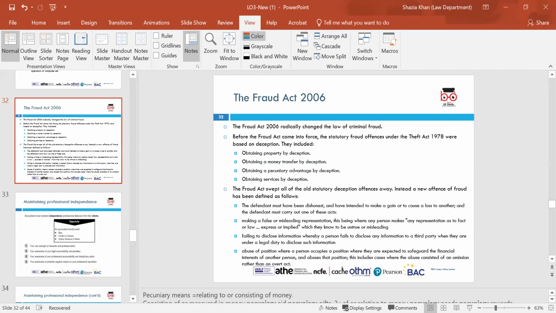And section 4, which is fraud by abuse of position, could be budget holders or finance staff who abuse their position in committing a kind of fraud. So it's really important when we look at the Fraud Act to understand the elements of the Fraud Act.